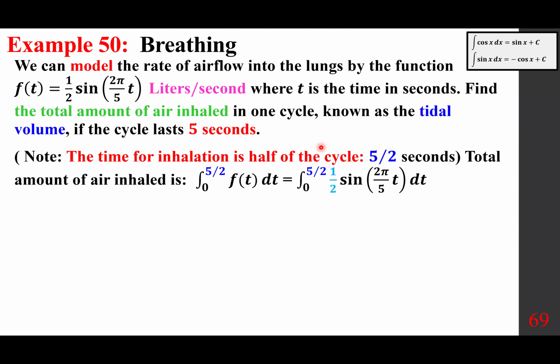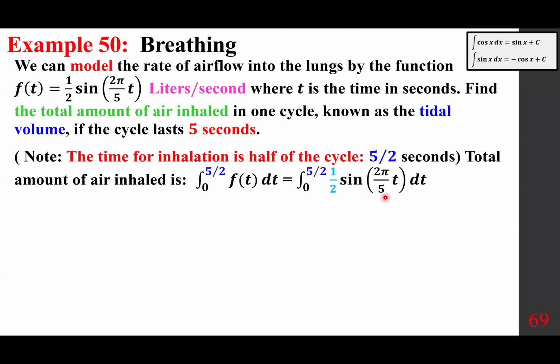In other words, in and out, we are assuming they are identical, so half of that. That's why 5 halves, in and out. Total amount of air is the following integral, the integral of 0 to 5 halves f of t dt, which is 0 to 5 halves, and you put this function here.